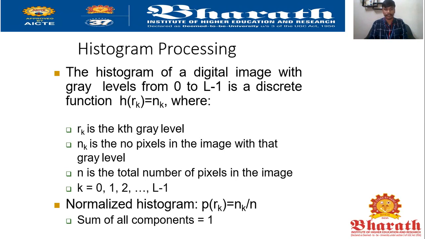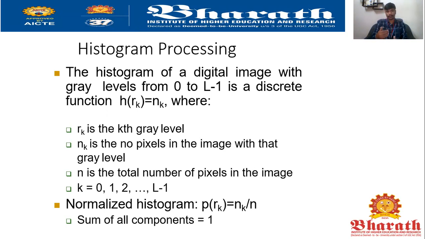And n will be representing the total number of pixels in that whole digital image. The total number of rows and columns will be composed to form a single digital image. So the total number of pixels located in that image as rows and columns will be calculated, and that value will be denoted as n, and k will be 0 to L minus 1, where L will be the higher integer of the number of gray levels in that image which is yet to be processed.